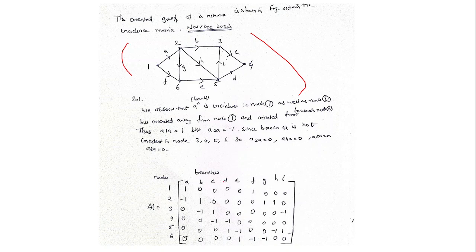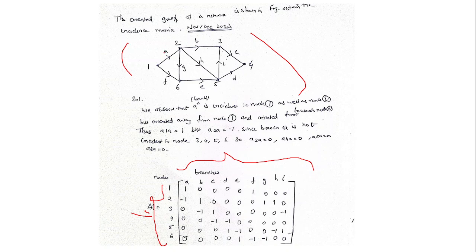So listen carefully. Here there are nodes 1, 2, 3, 4, 5, 6. We always write the nodes as the rows of the matrix. Rows represent the nodes and columns represent the branches. Here A_I is my incidence matrix. Listen carefully, it is very simple.